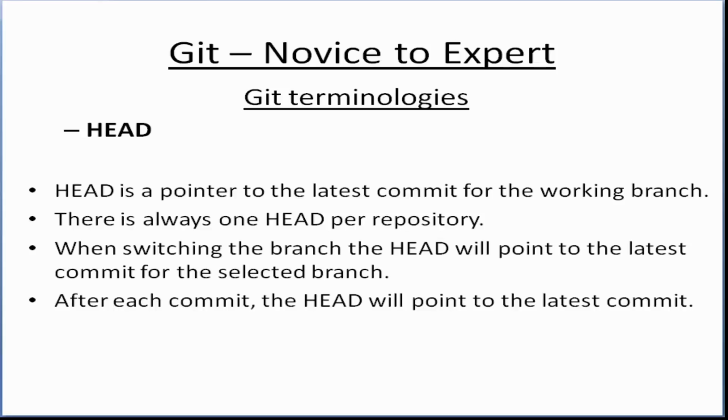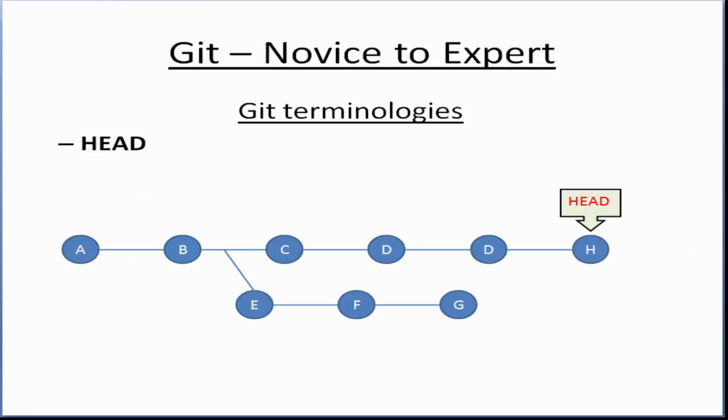One more important point to note here is when we perform a commit, the head will also move to point to the latest commit. This block diagram here shows how a head looks like. As we can see, the head is pointing to hedge, which is the last commit of the working branch.